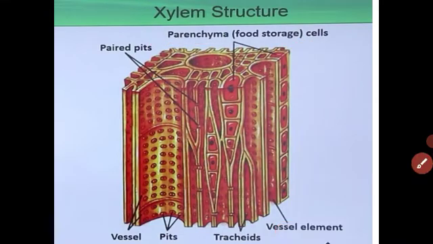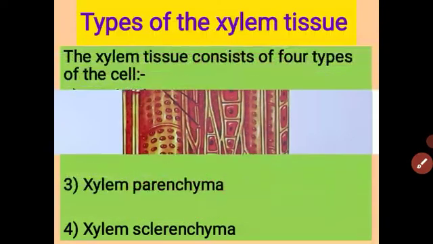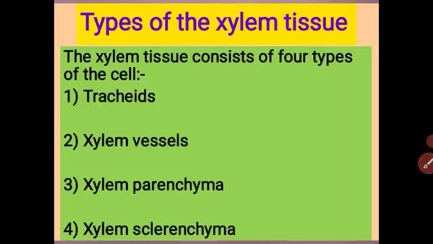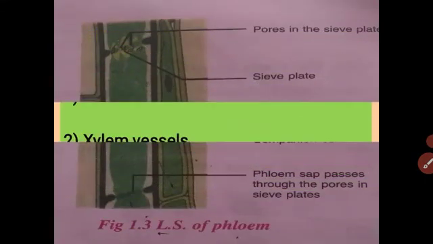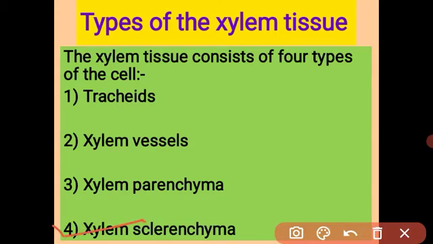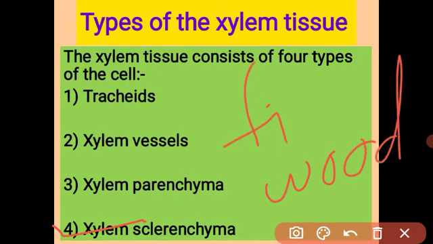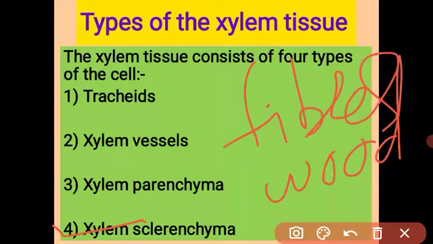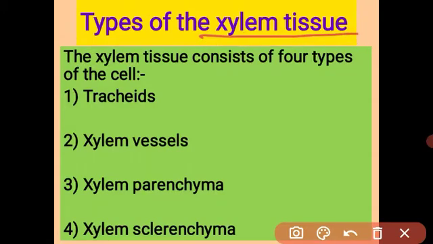And the last type of cell of the xylem tissue is xylem sclerenchyma. Xylem sclerenchyma is also a dead cell, and its main function is to provide mechanical support to the plant. It is also called wood fibers. Understood, student?